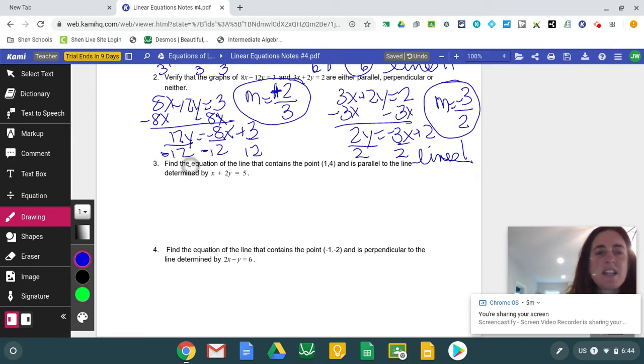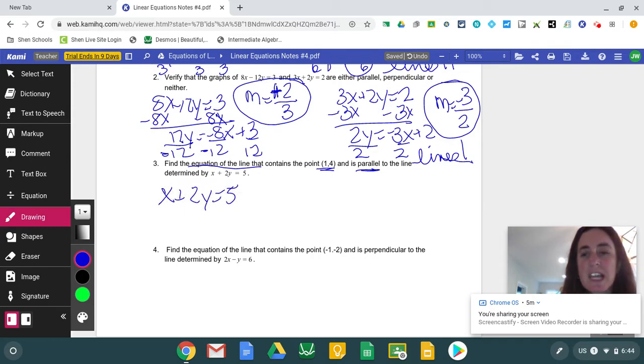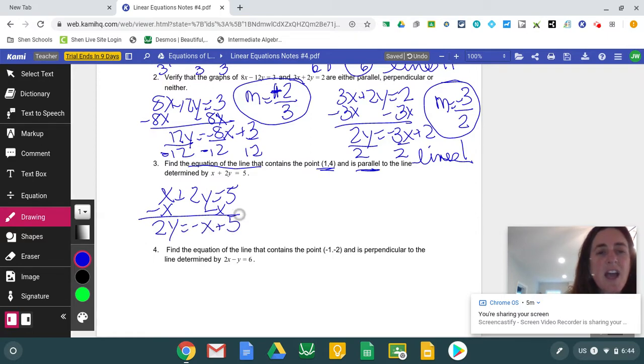Okay, now the next two questions are similar to ones on your homework. It says find an equation of a line that contains the point 1, 4 and is going to be parallel to x plus 2y equals 5. Well, the first thing I need to do is solve this for y equals. So I'm going to move x to the other side. 2y equals negative x plus 5. Divide by 2. And now I know my m is really negative 1/2.